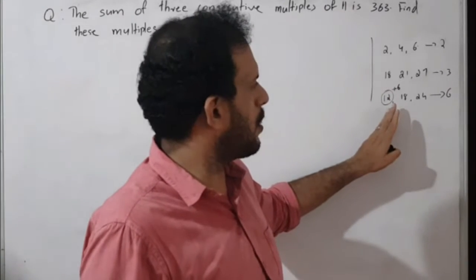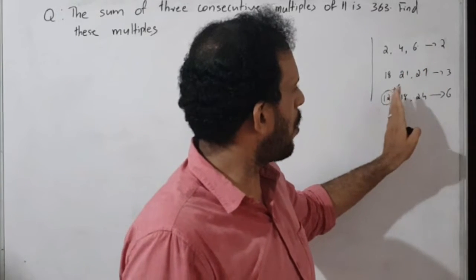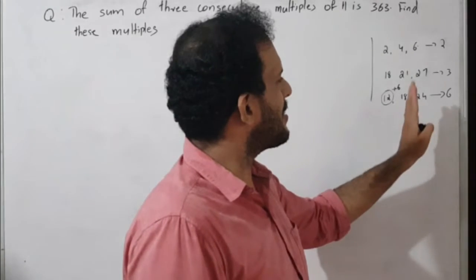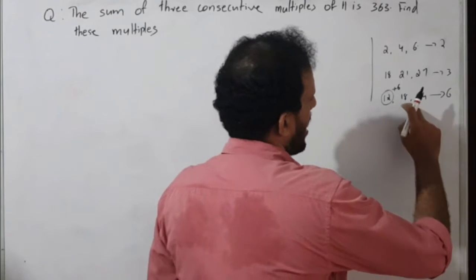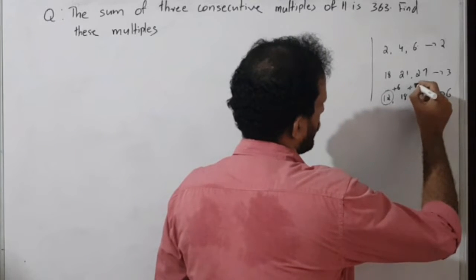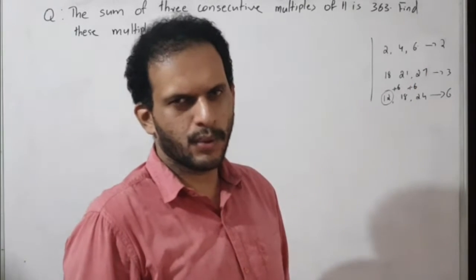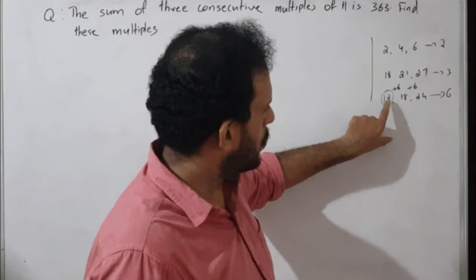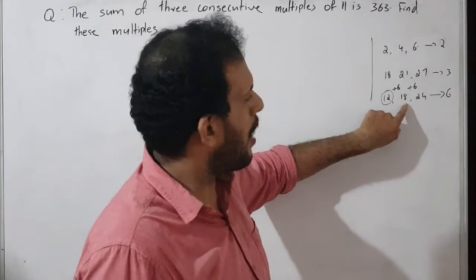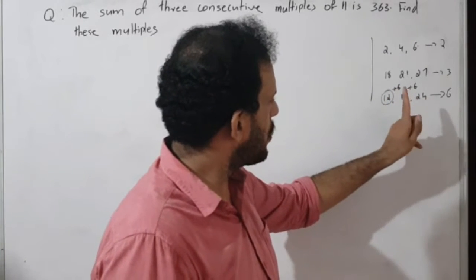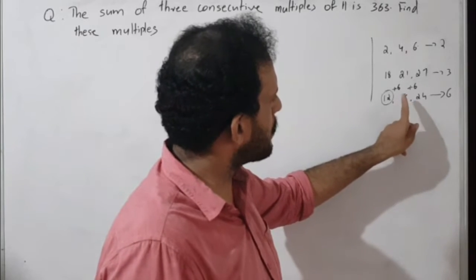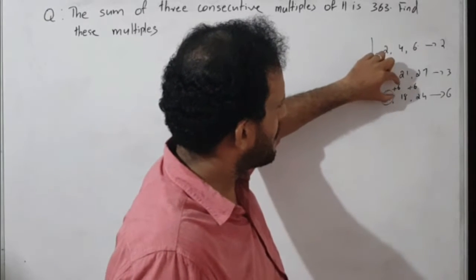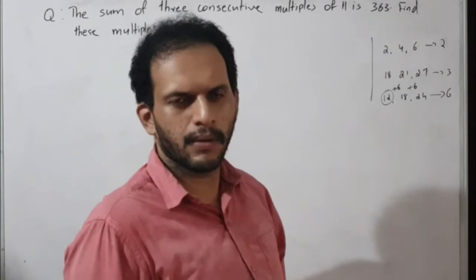Correct? We know the first one. How to write the second one? The second one is 12 plus 6, 18. And how to write the third one? We add 6 to the second. Or if we know the first one, how to write the third, 24? That means how many times we add 6 to 12? 2 times. That means 12 plus 12 is the third number.